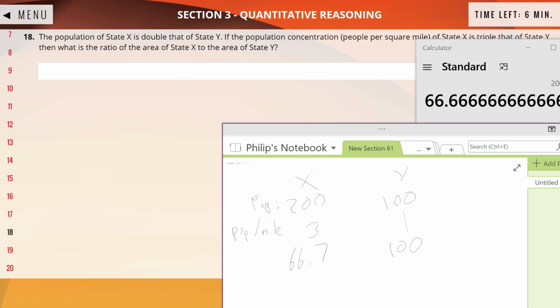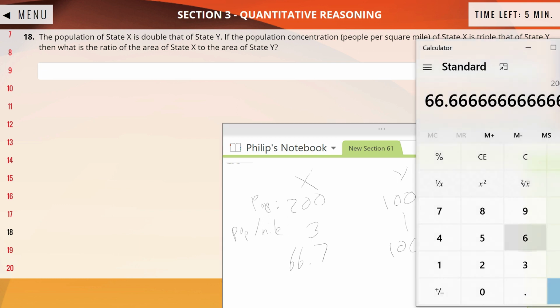100 divided by 1 is 100, so 100 miles, giving us a ratio of 66.6 to 100. Then what is the ratio of the area? But they want it as just one number. This is really important. When they want a ratio as just one number, they want you to divide it. So 66.6 divided by 100.